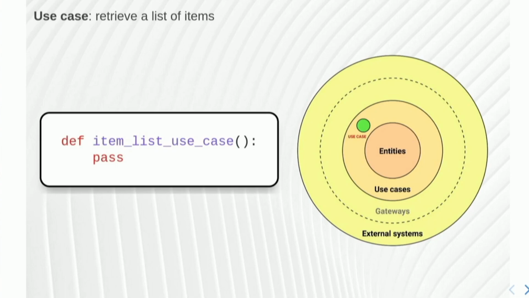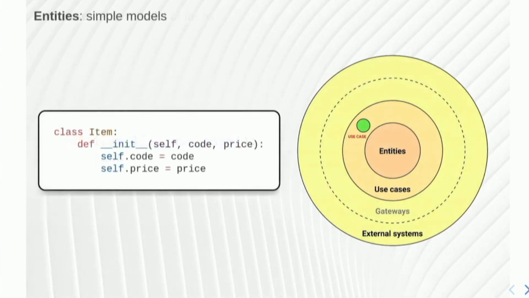In this example, my use case is just a simple function. It exists in the use cases layer. And for the time being, it doesn't do anything. Then I define some entities. Entities are models. Okay, they represent real items that are in my business logic. So in this case, for example, something with a code and a price. Just a simple class that captures data, encapsulates data. The entities live in the entities layer, and they are known to all other components.